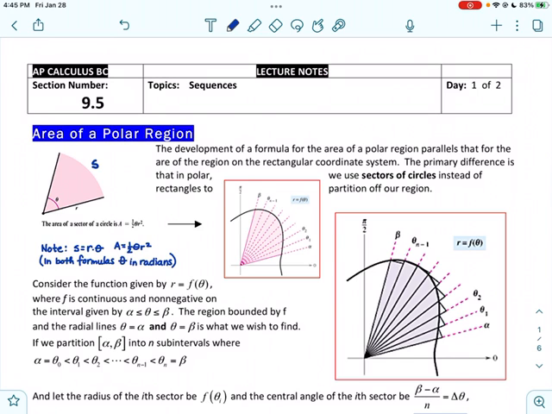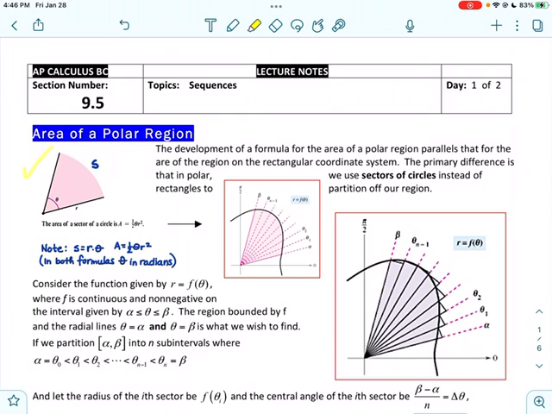The primary difference is that in polar, we use sectors instead of rectangles. Now, we already spoke about this, but you can see a pink sector over here on the left-hand side where the angle theta sweeps through an angle, and then you have an arc length S on the end. So remember, you can find the arc length by S equals r theta. But to find the area, it's 1/2 theta r squared, and that's when theta is in radians.